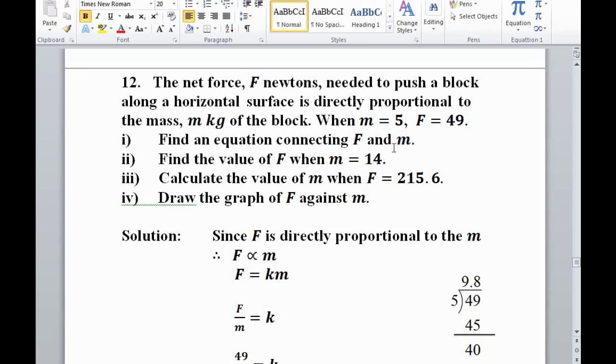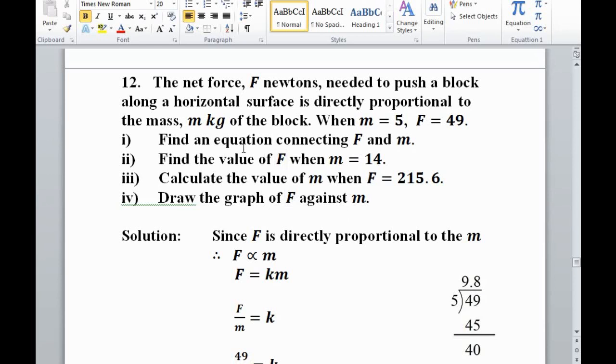m. The second part of this question is to find the value of force F when mass m equals 14 kilogram. The third part is to calculate the value of mass m when force F equals 215.6 newton. The last and fourth part is to draw the graph of force F against mass m.